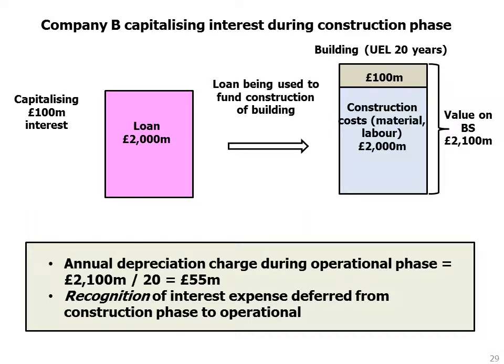They don't affect the actual recognition of the expense. They affect the timing of the recognition of the expense. 100 million is still recognised, but for company A, it's recognised during the construction period, and for company B, it's recognised during the operational phase.